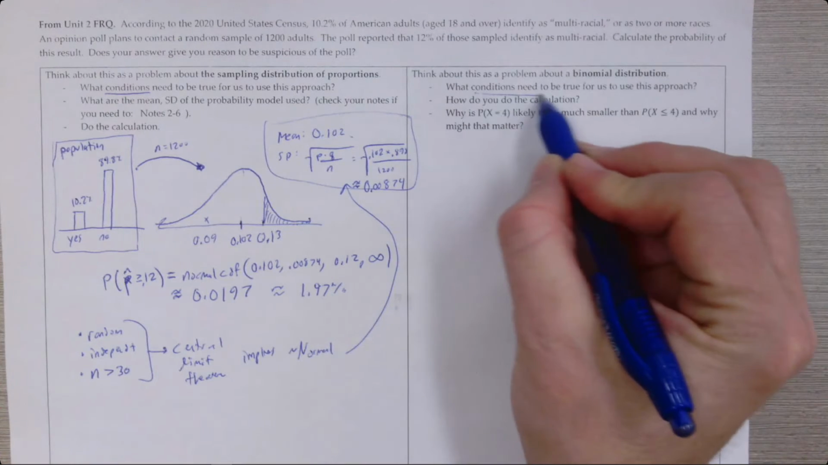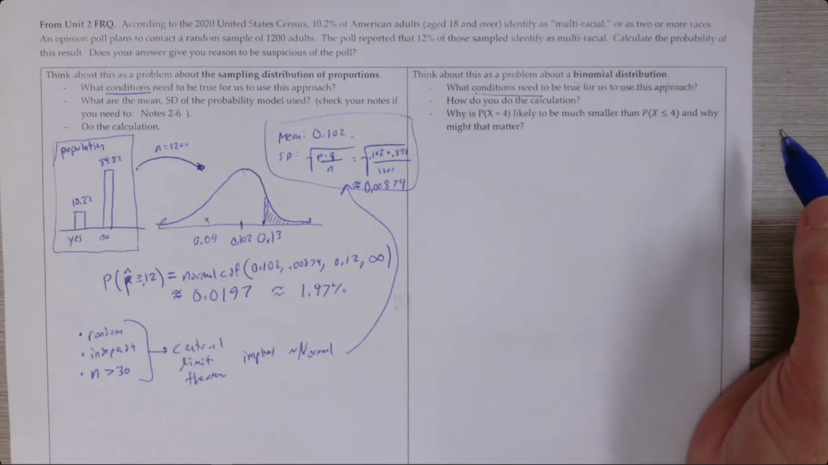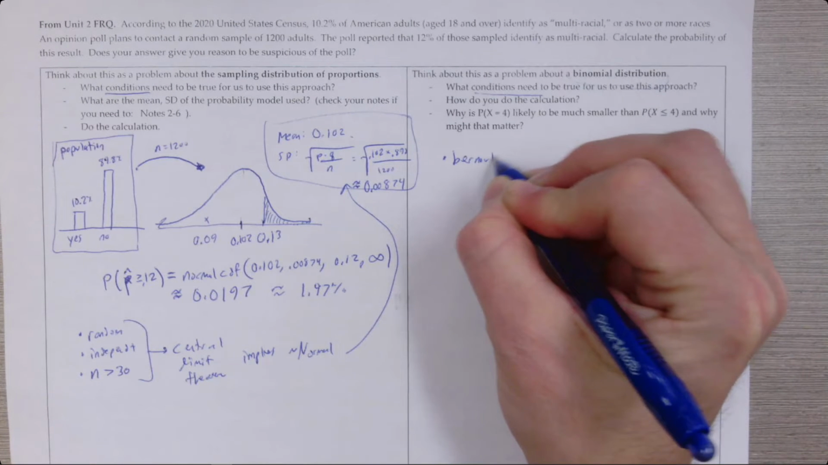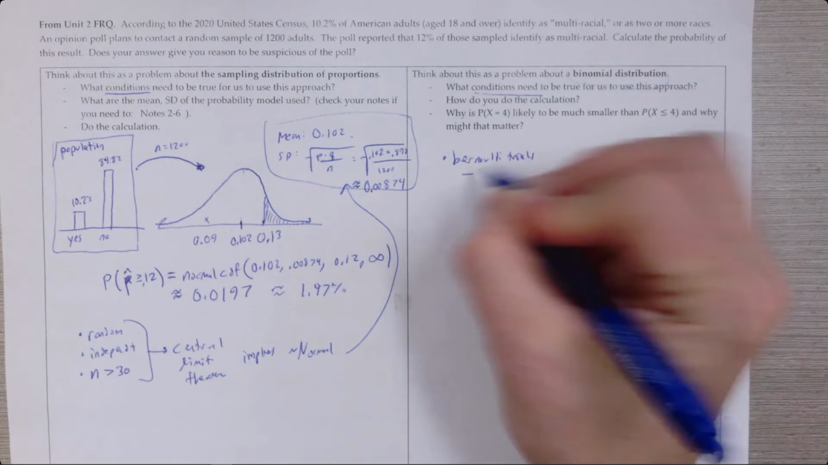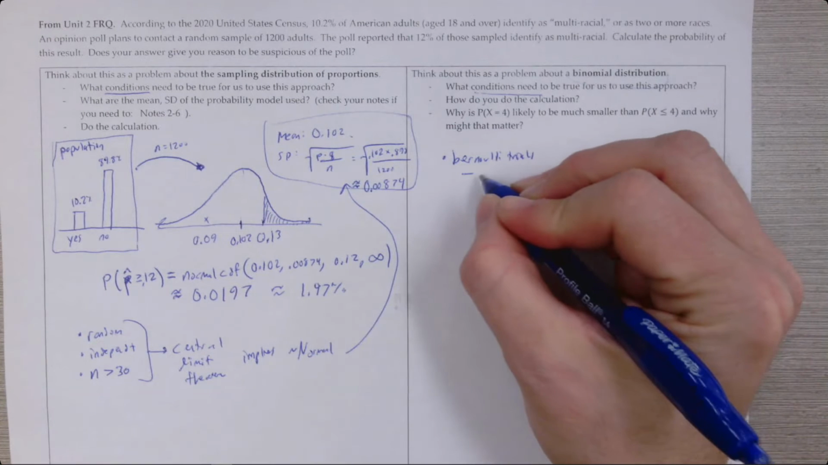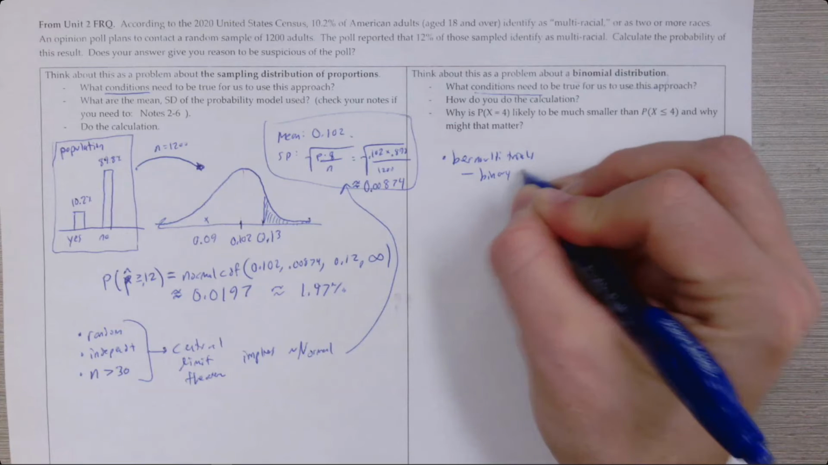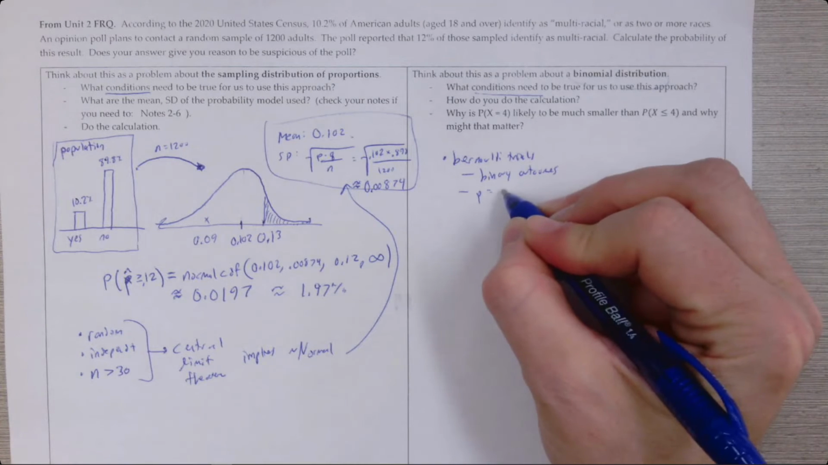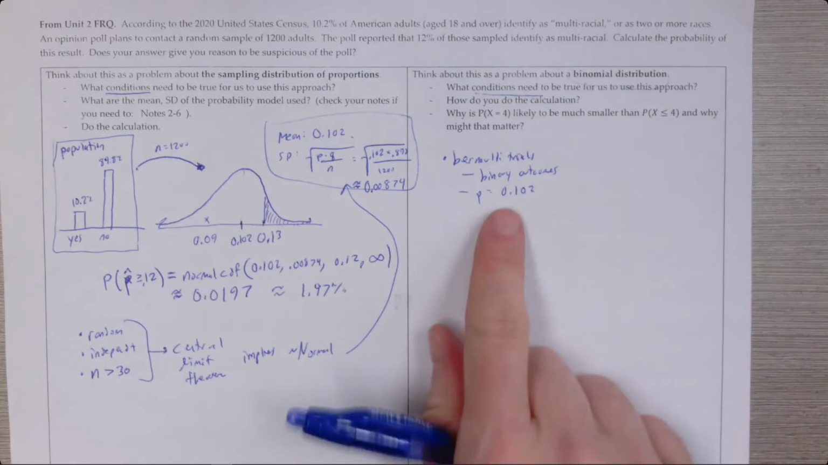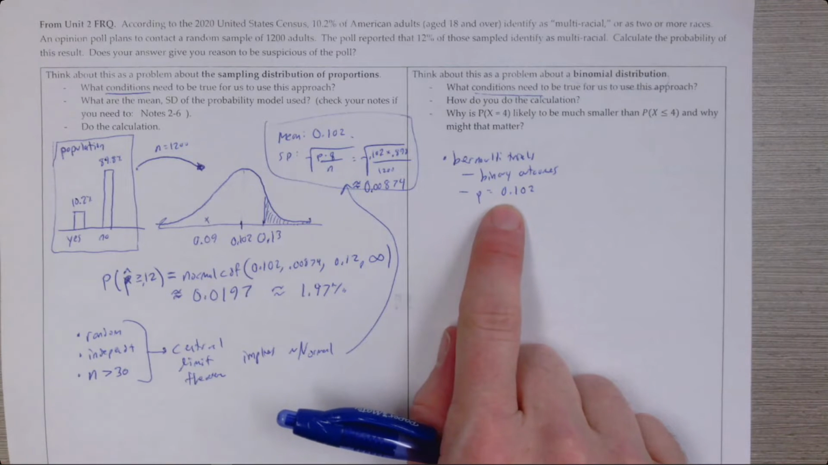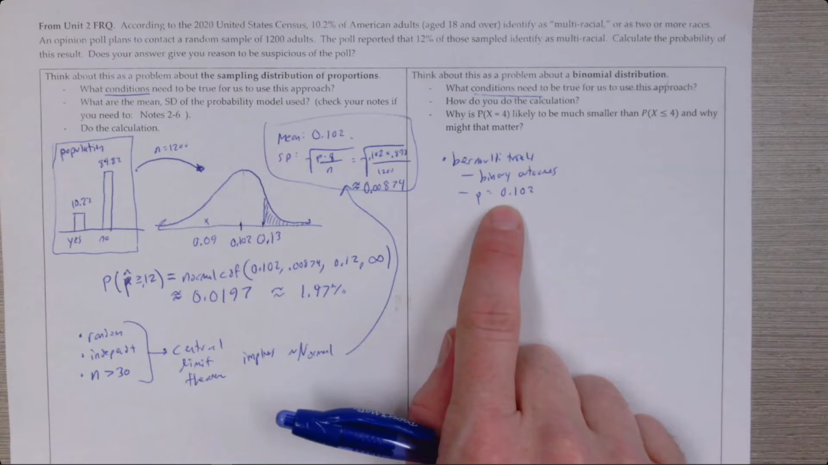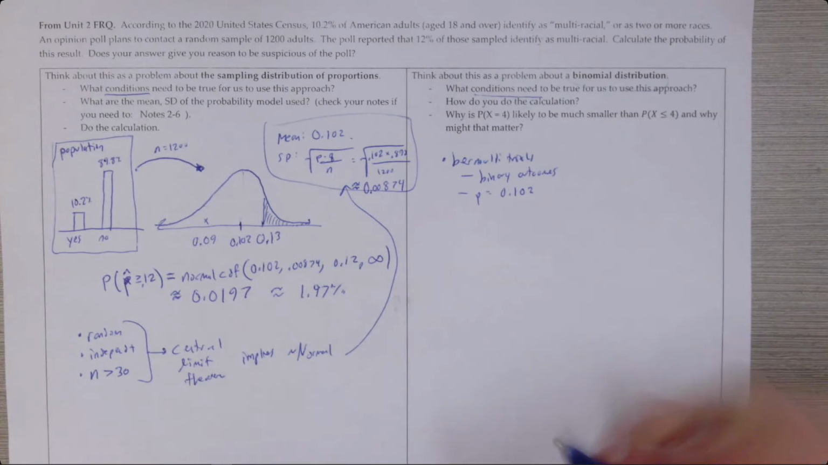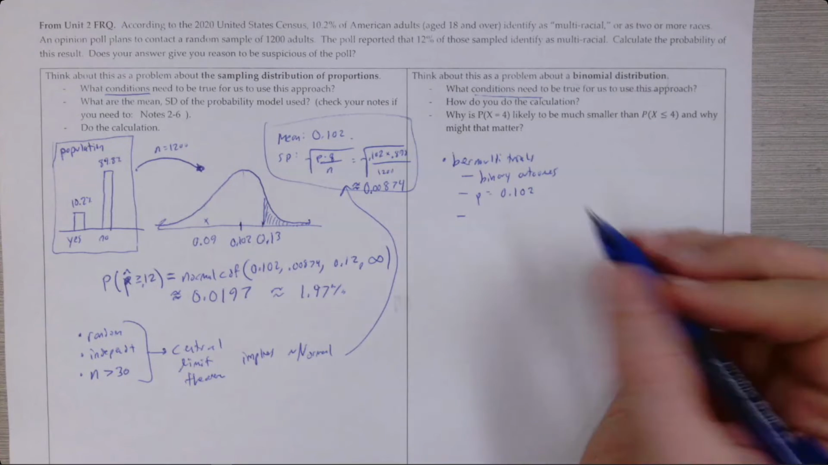The conditions that need to be true to use a binomial distribution as a model are that we need to have Bernoulli trials. If you remember, Bernoulli trials have binary outcomes, so yes or no, multiracial. The probability of success is fixed. As we've talked about before, strictly speaking it changes a little bit every time you draw somebody, but the population we're drawing from is so much larger than our sample size that we will treat it as constant. And then what else? Independent.